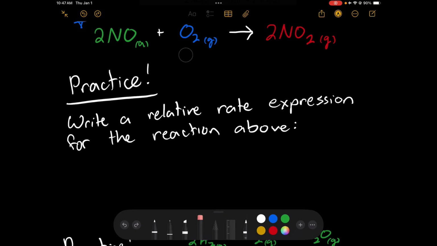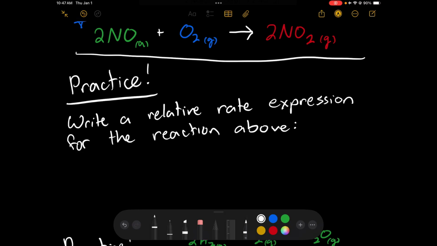We have this reaction up here to look at, and we're going to write a relative rate expression for every single reactant and every single product that is in that reaction. All right? So we know that rate is equal to the change in concentration of a reactant or product divided by our molar coefficient times the change in time. And this problem did not give us any other information besides the reaction and saying, hey, write a relative rate expression. So you can't plug in numbers that you don't have.